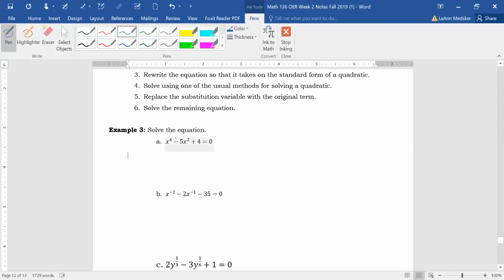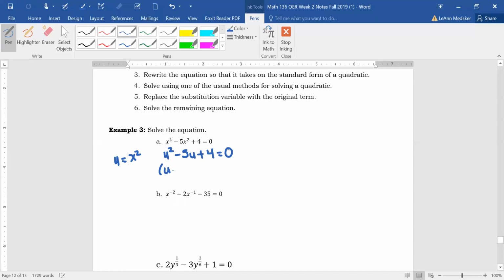So the 2 is definitely half of the 4, and we let u represent that variable part of the middle, so that x squared. So then I'll rewrite this equation using the substitution that anytime I see an x squared, I write the letter u. Well, x to the fourth is x squared squared, so that means that this would be u squared minus 5u plus 4 equals 0. So now this looks more like a traditional quadratic equation.